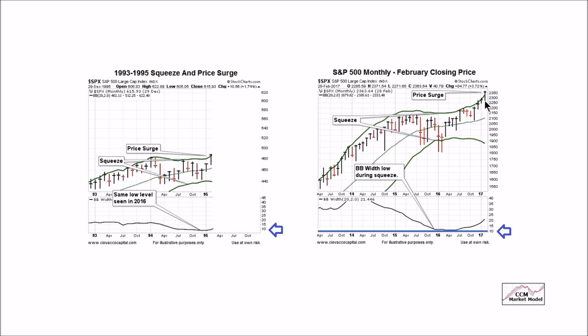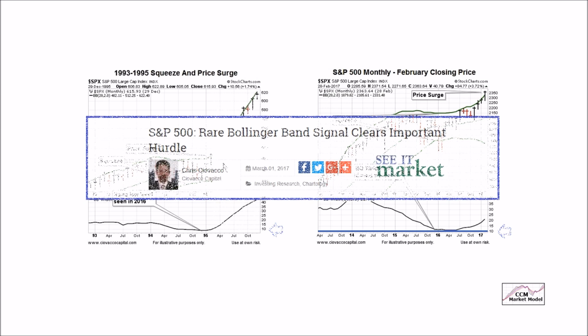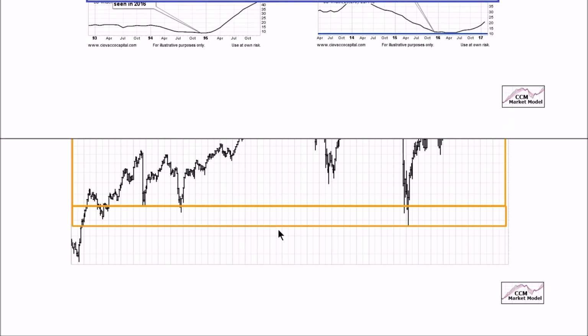We have a similar setup in the present day. It can't predict the future. It simply helps us with probabilities. You can find a detailed discussion of these charts and additional charts by Googling this title here and reading the post on See It Market.